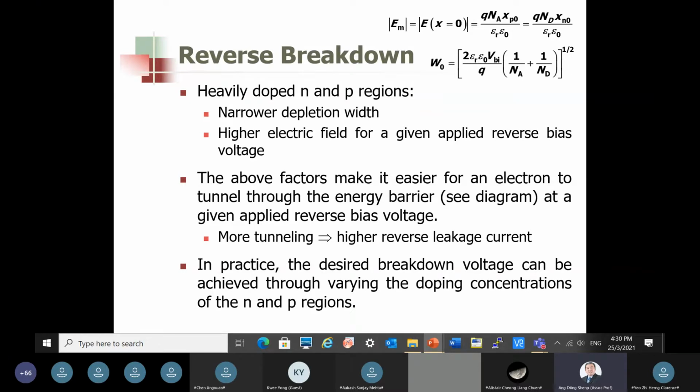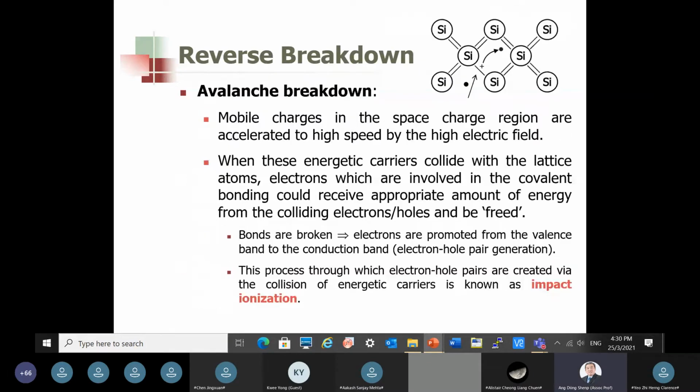And the next time when you apply the voltage, the diode breaks down again, right? So Zener breakdown is not destructive, and that's why it is useful. Now, the second breakdown is called the avalanche breakdown, right? So let's try to understand what causes avalanche breakdown to happen.